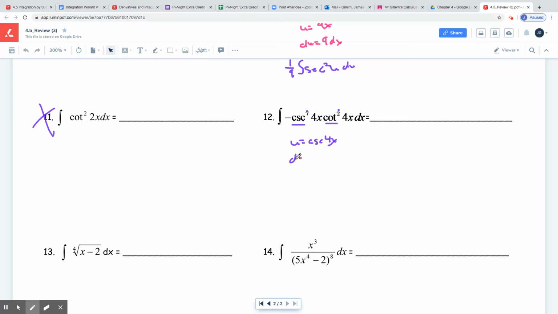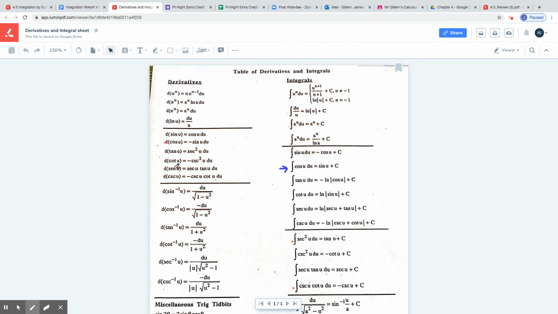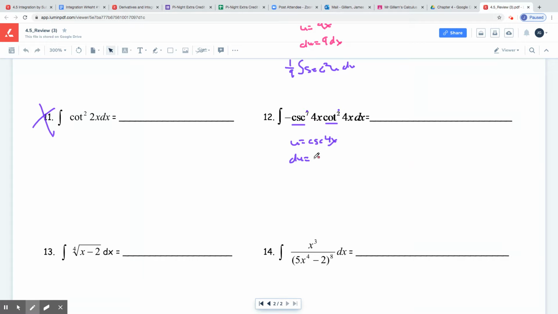You'll see why. So I take the derivative of cosecant 4x. You can look at your formula sheet. Derivative of cosecant is negative cosecant cotangent. So it's negative cosecant, whatever comes after it, inside stays the same. Cotangent, whatever comes after it, stays the same, which is 4x, times du, which is the derivative of what's on the inside, which is 4 dx. Now, you don't need to add the negative because we have the negative there.